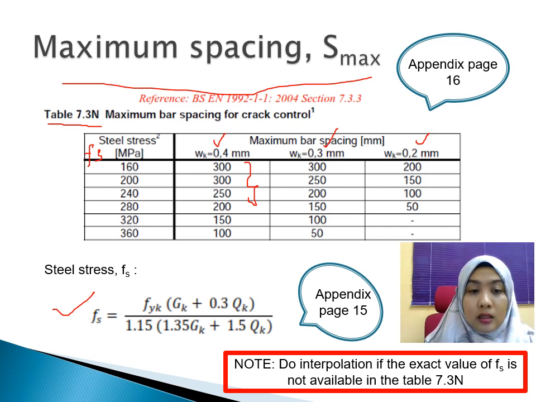Okay, and if the value is not an exact value, for example, let's say here you get your value is 220, then you have to interpolate between these two numbers. So it depends on your column.